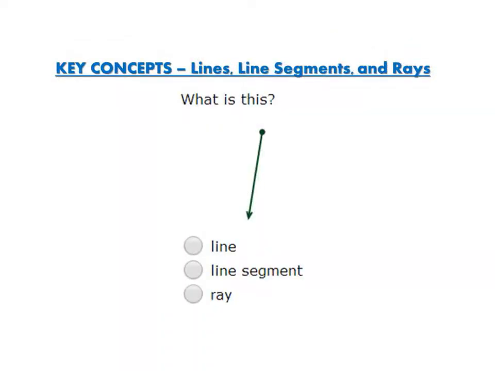Here's an example. It's asking what this is. Is it a line, a segment, or a ray? Well, it has an endpoint, and it continues on in one direction. So it's like a sun's ray. It starts here and goes out. So it is a ray.